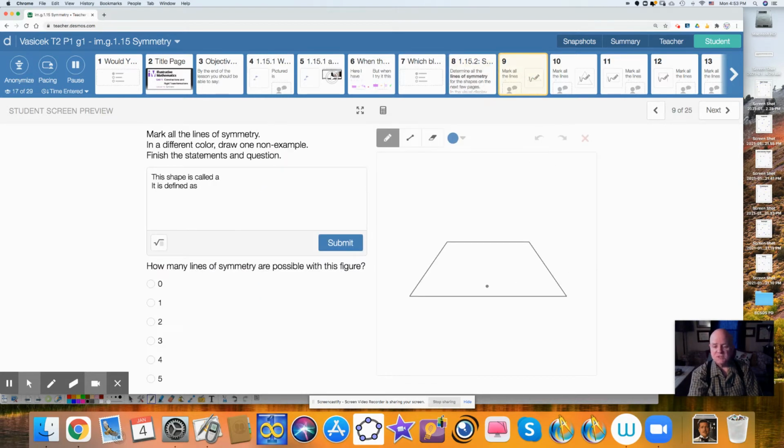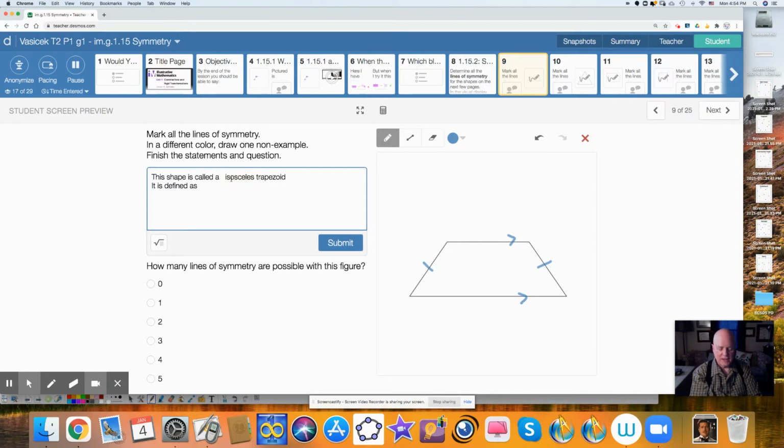So, for instance, this is an isosceles trapezoid. It's a trapezoid, but it's an isosceles trapezoid because the 2 legs are congruent. It's a trapezoid because one pair of opposite sides, and only one pair of opposite sides, is parallel. So it's called an isosceles trapezoid.